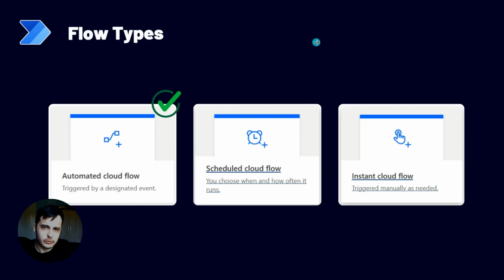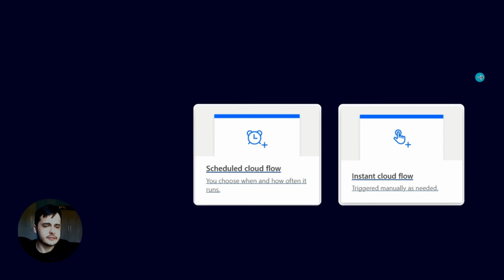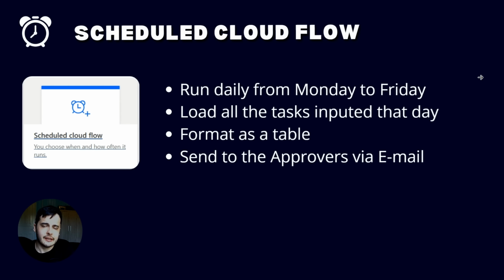The next flow that I want to build is the flow that sends a daily report. We want a flow that will run daily from Monday to Friday, load all the tasks from that day, format a table, and send it to the approvers via email. So it's like a summary of tasks for that day. This is very useful in several situations where you need to send a summary of what happened that day.